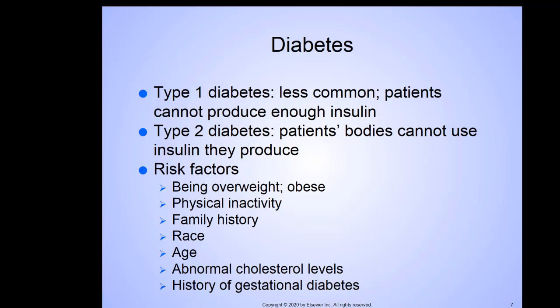A family history of type 2 diabetes. Their race, their age, abnormal cholesterol levels, which is going to go back to maybe doing some nutritional counseling with this patient. And if they had a history of gestational diabetes. If the patient was diabetic while they were pregnant, they're more likely to develop type 2 diabetes later on. Diabetes affects more than 29 million adults in the United States. It really has become a chronic problem. A lot of that is associated to the American diet.